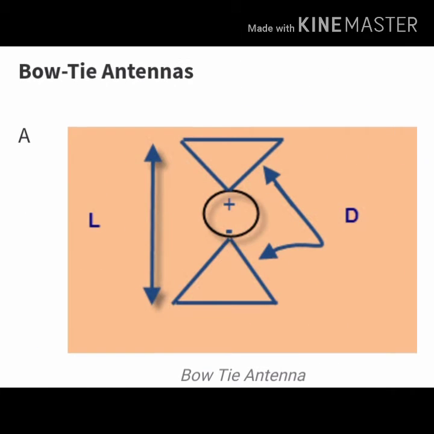Bow tie antennas. A bow tie antenna is also known as a biconical antenna or butterfly antenna. Biconical antenna is an omnidirectional wideband antenna.